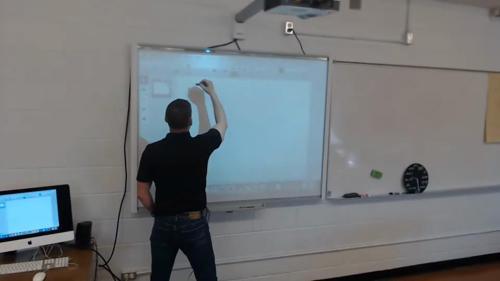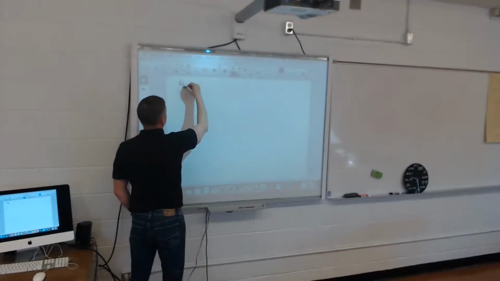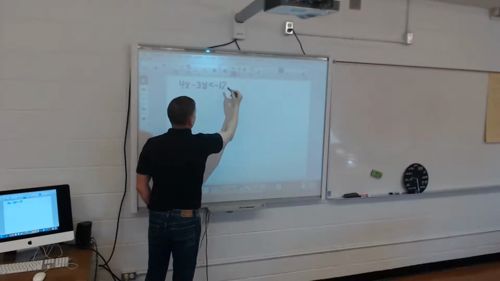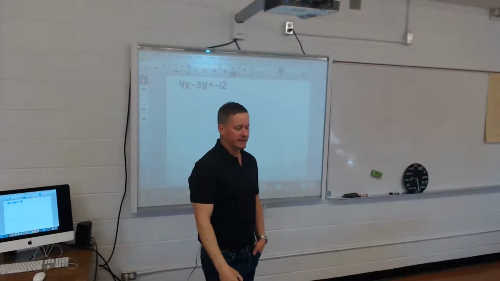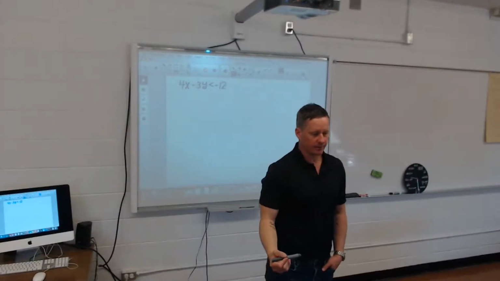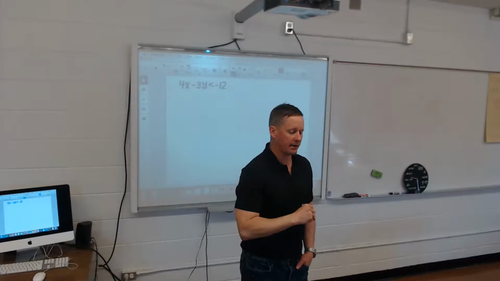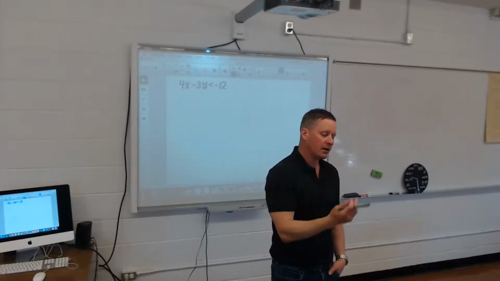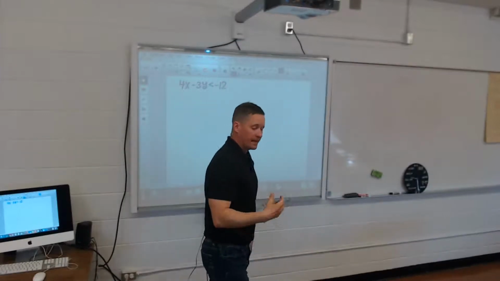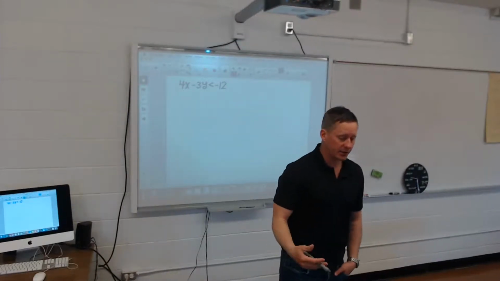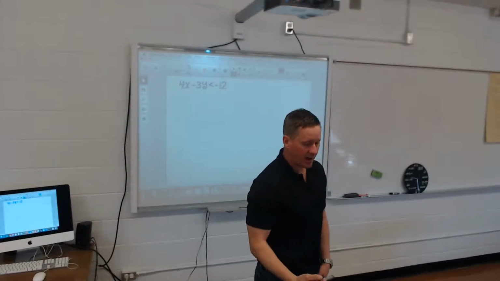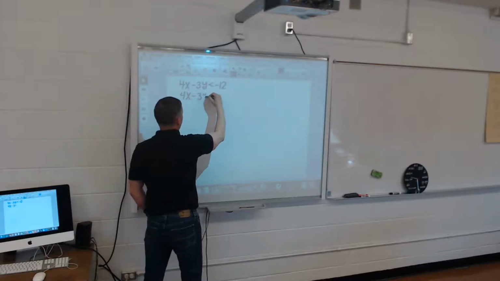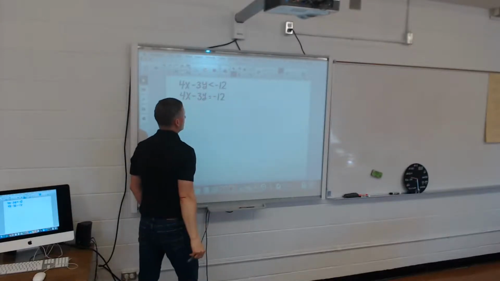Okay, so first things first. It wants us to graph that. So what it means is that I need a shaded region for it. I'm not talking about graphing a line and all the coordinates just on the line. The coordinates in a certain area are also going to satisfy this equation. So if you recall, the first thing that we do is we change it to an equality and we graph the line first. So I'm going to change this equation to 4x minus 3y equals negative 12.